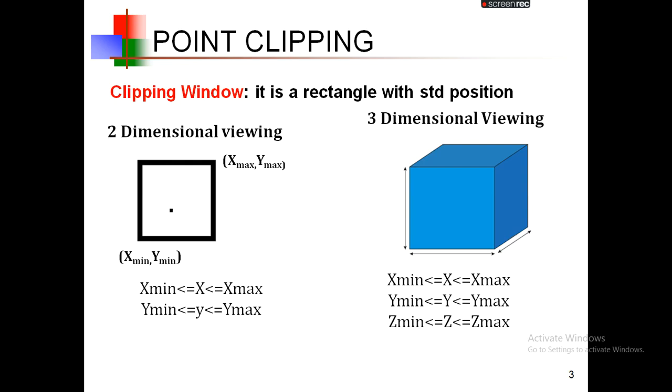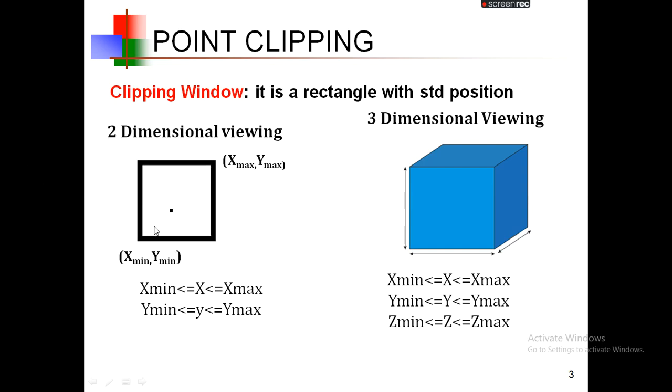So how to apply this clipping concept with respect to a point in a two-dimensional plane? If you take any point, assume that I have taken one point P and its coordinate position is x and y. If this point P position is x and y, I need to check whether it lies inside the clipping window or outside the clipping window.